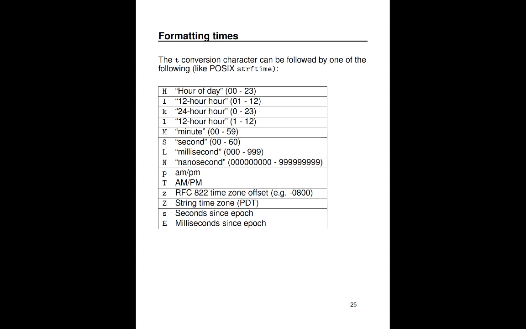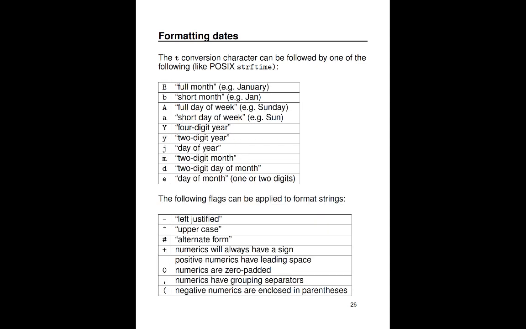So you can say %tH, which will return the hour of the day from 0 to 23. Similarly, you can get the minute with %tM, and the number of seconds with %ts. You can also format information about the date, again with %t followed by capital B for the full month, like capital J January. You can also get short months and similar formatting for the day of the week, the year, and the day of the month.